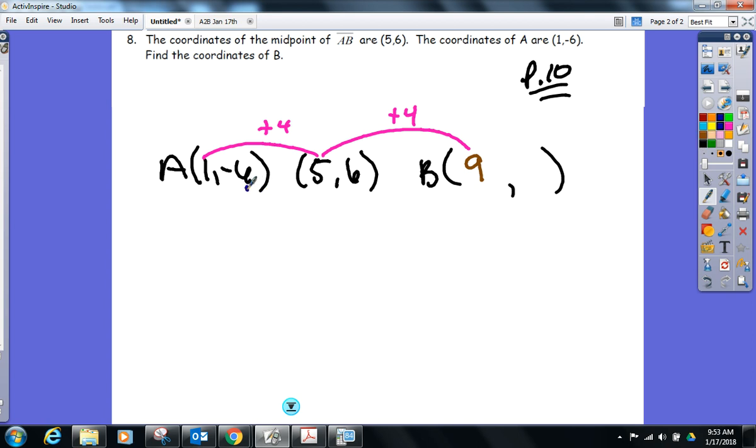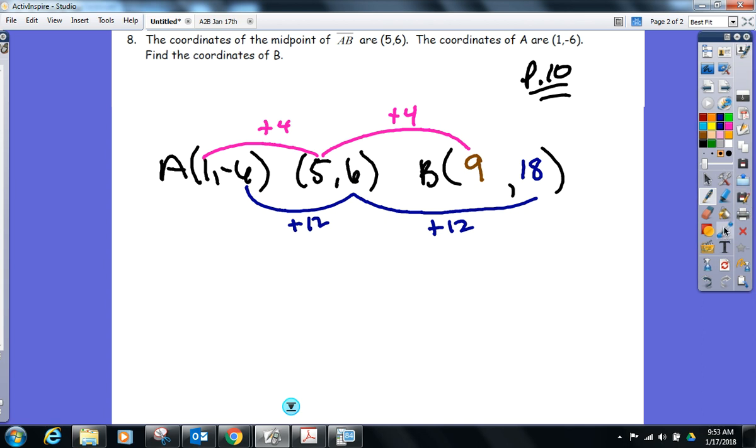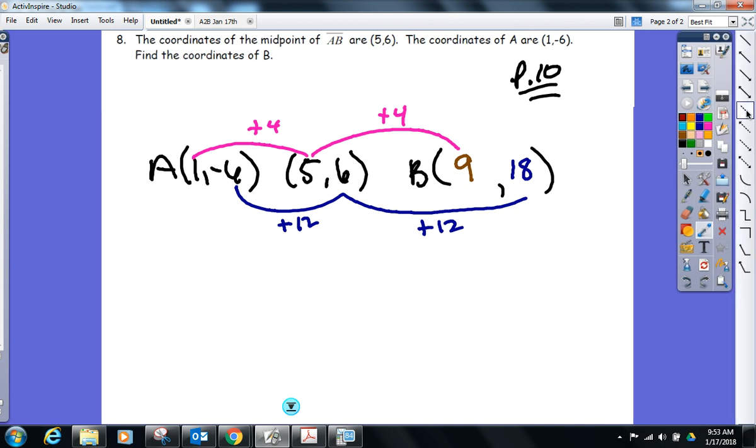Now on the y-axis, from -6 all the way up to 6. So I'm at -6, and I travel all the way up to 6. How many units did I travel? 12 in the positive direction. And again, I'm right in the middle. So if I want to get to the end, I have to go another 12 units in the positive direction. Where do you end up? 18.